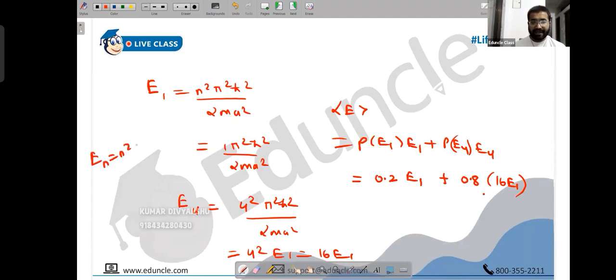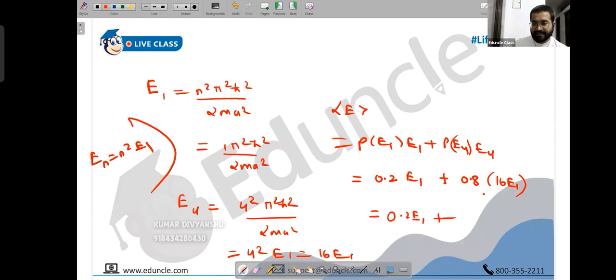We have learned En was n squared E1 for 1D, n squared by 2 for 2D, n squared by 3 for 3D people. But in 2D and 3D, the problem was that n was not a single quantum number, so you have to take care of the degeneracy table. Anyway, our answer is now 0.2 E1 plus 16 into 0.8, that's 12.8. 12.8 plus 0.2, that's 13 people. 13 E1 is the answer.